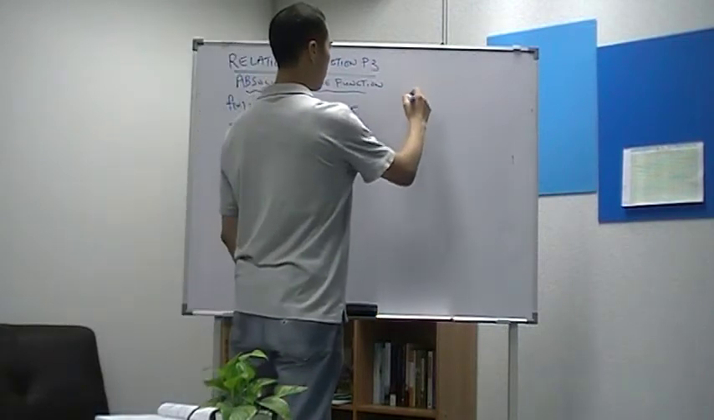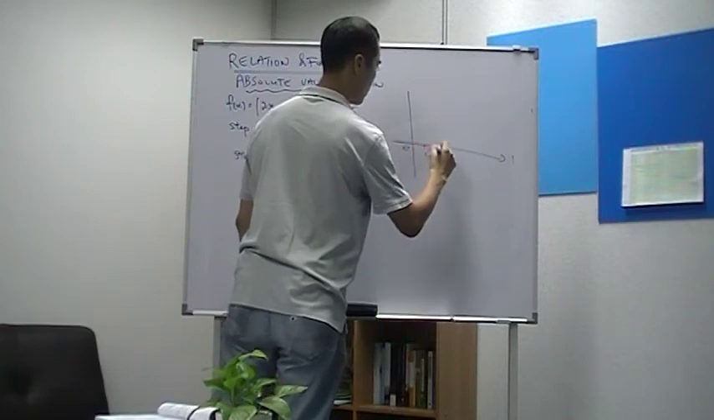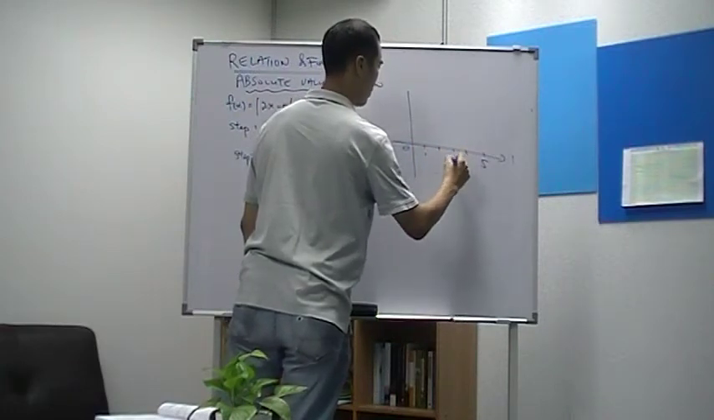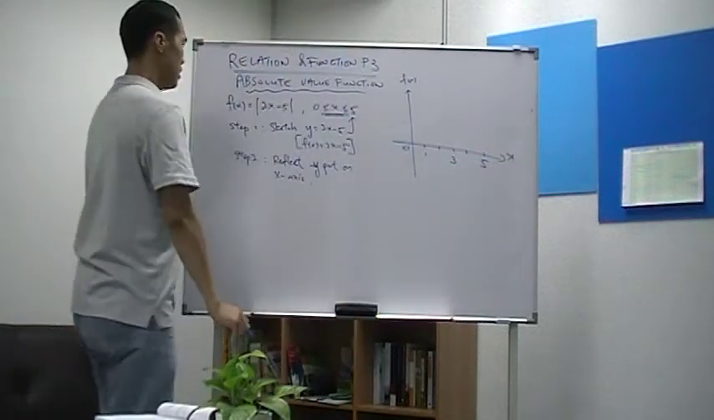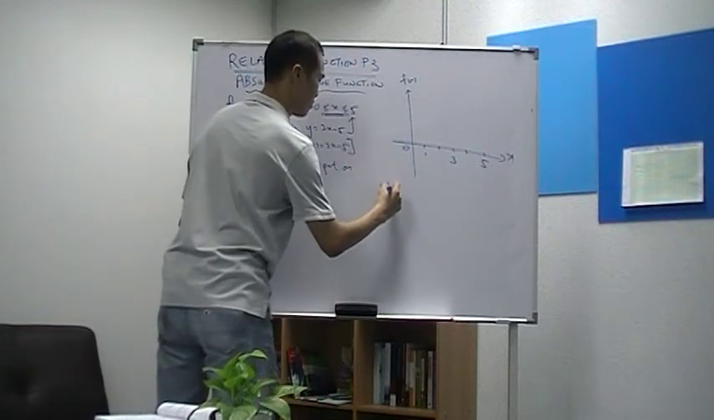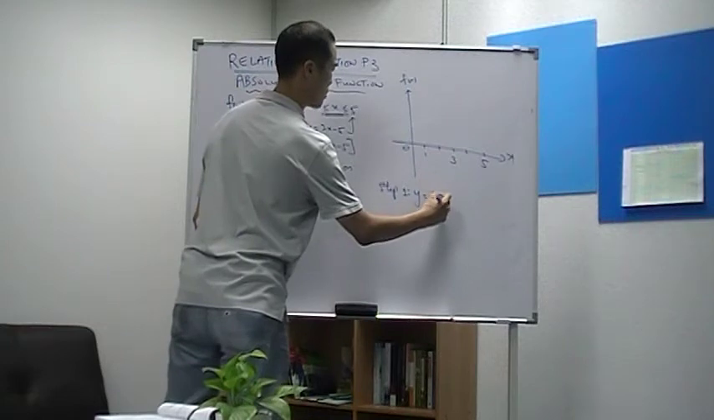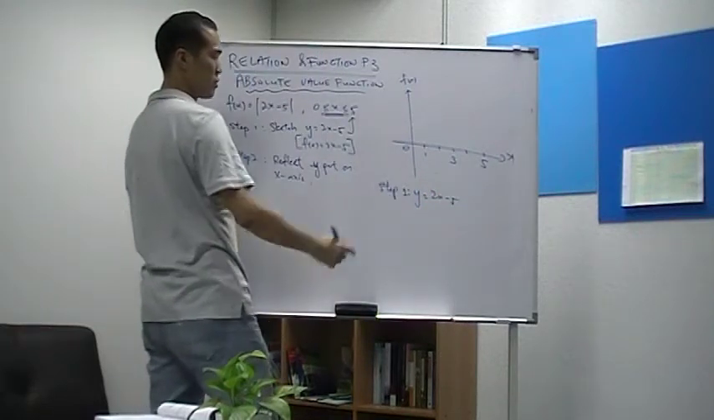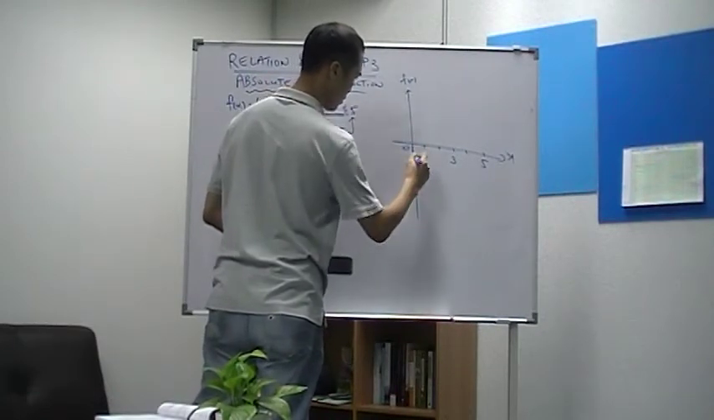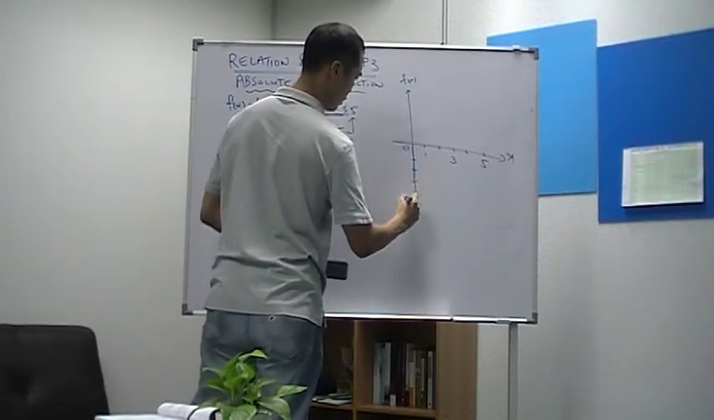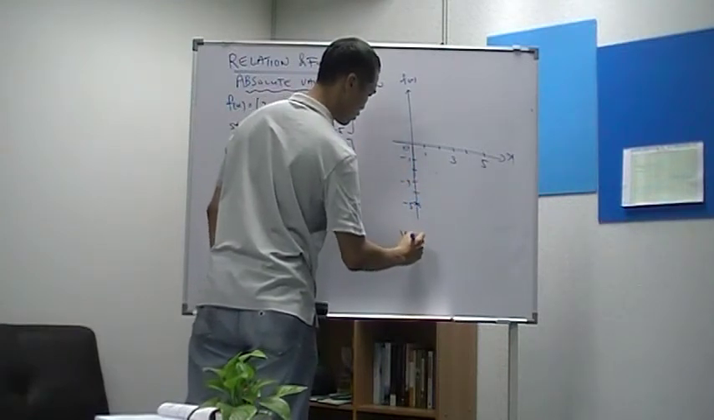Okay, let's start. Let's start from 0 to 5, so it's very easy. 0, 1, 2, 3, 4, 5. This is f of x, this is x. Now start from step 1. Draw y equal to 2x minus 5. So negative 5 here, so technically you need to go down a bit. 1, 2, 3, 4, 5, negative 5. Y equal to 2x minus 5.